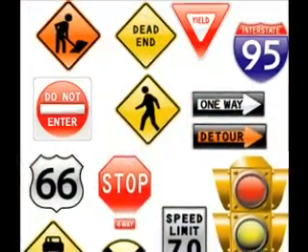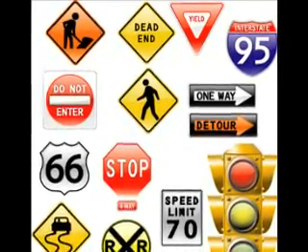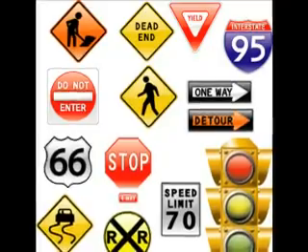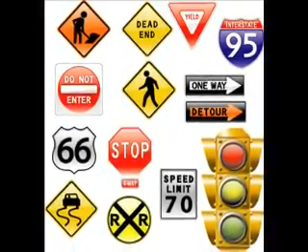When someone comes to a traffic light, how are they supposed to know whether they should stop or keep going? They can use their visual literacy to know that if the light is red, they should stop, and if the light is green, they can keep driving.